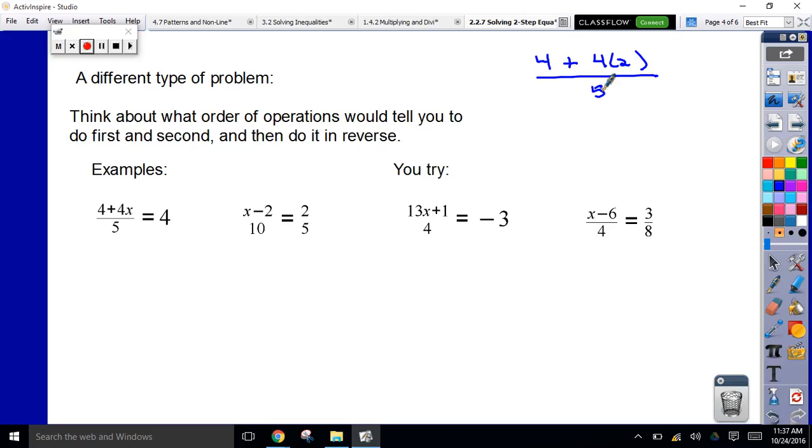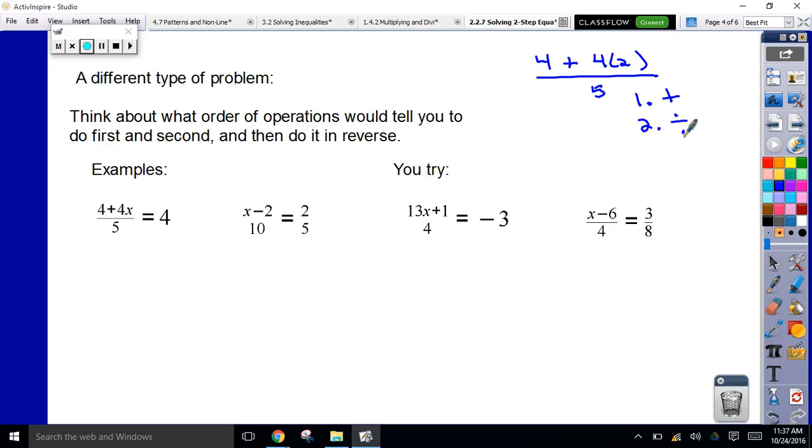Nick? I would do the 4 times 2, and then what would I do? Not yet. What about this? So, good. I'd have to add together all this stuff on the top before I could divide by 5. So I would add first. That would be my first step. My second step would be to divide.